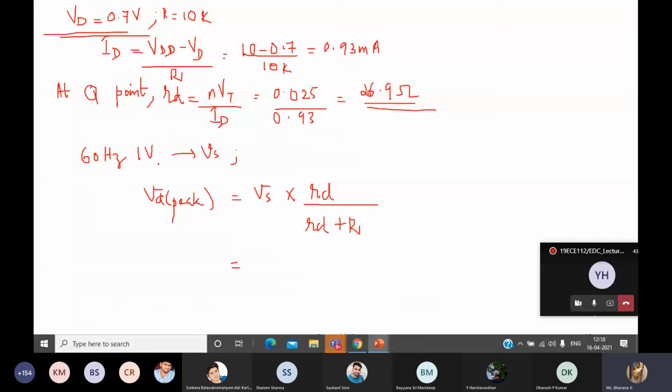Calculate. See ohms and kilo ohms. Be careful. Wherever kilo ohms is there, you have to multiply it. Vs is 1 volt, right? Vs is 1 volt. No need to consider the frequency. Frequency is shown just to indicate that it is a sinusoidal signal.